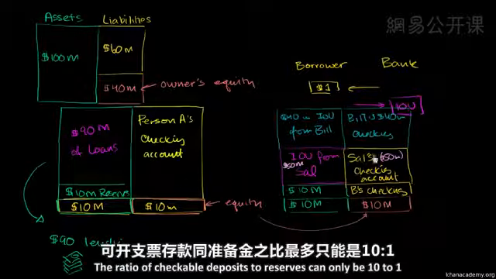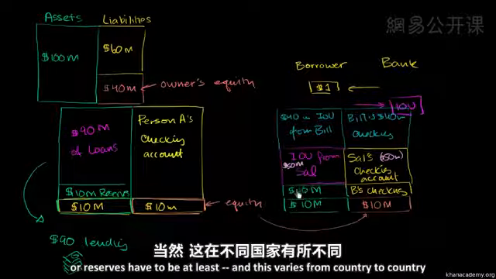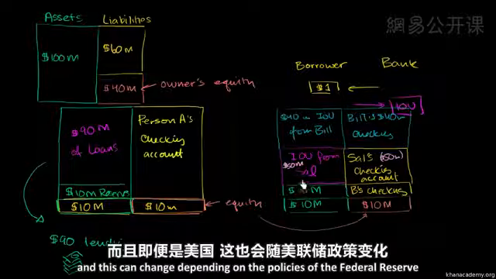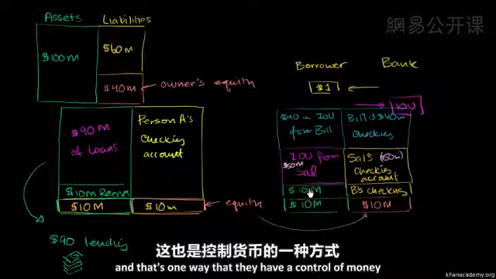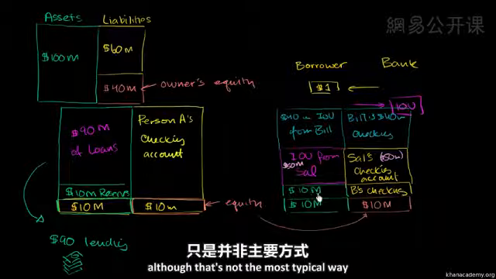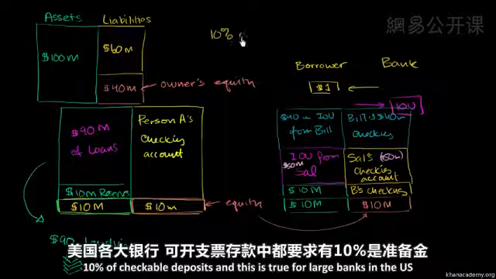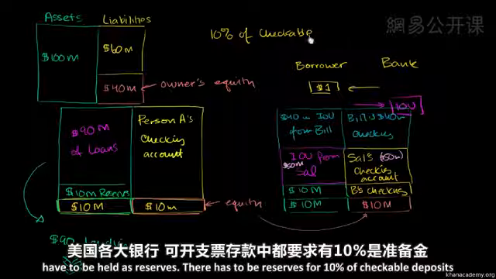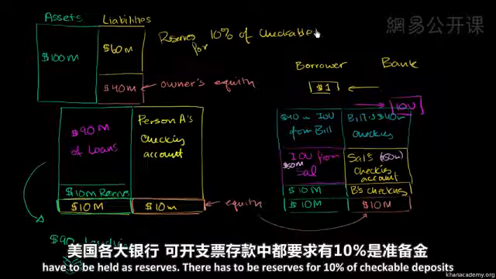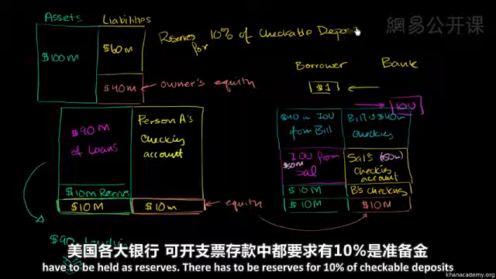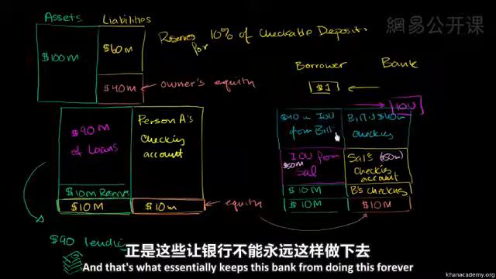The ratio of checkable deposits to reserves can only be 10-to-1, or reserves have to be at least 10%, and this varies from country to country, and can change depending on the policies of the Federal Reserve, and that's one way that they have of controlling money, although that's not the most typical way. They have a reserve requirement here. So 10% of checkable deposits, and this is true for large banks in the U.S., have to be held as reserves. There has to be reserves for 10% of checkable deposits. And that's what essentially keeps these banks from doing this forever.